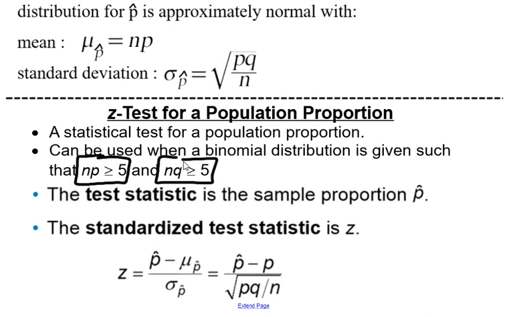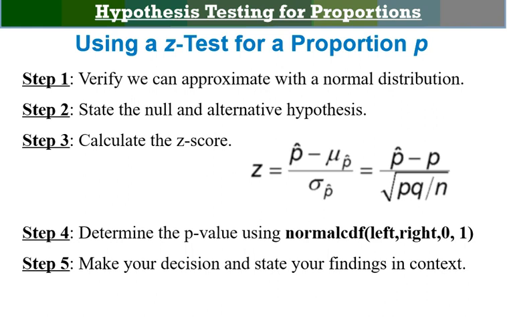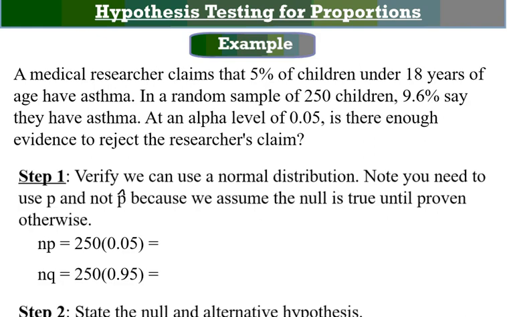Our test statistic is going to be the sample proportion that we get from our sample, and the z-score is going to be determined using the following. It's our sample proportion minus the stated value from the null, divided by the square root of p times q divided by n. Otherwise, all the steps that we've had before are the same. Verify we can use a normal distribution, state our hypotheses, calculate our z-score, determine the probability, and make our decision and state our findings in context. Same steps we've been doing.